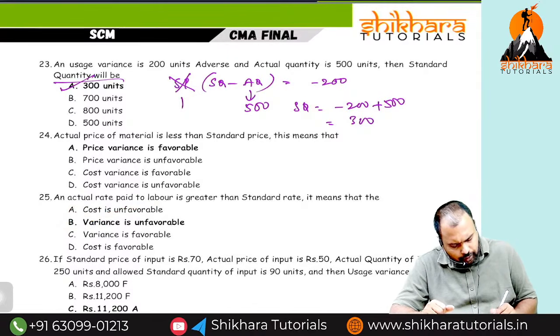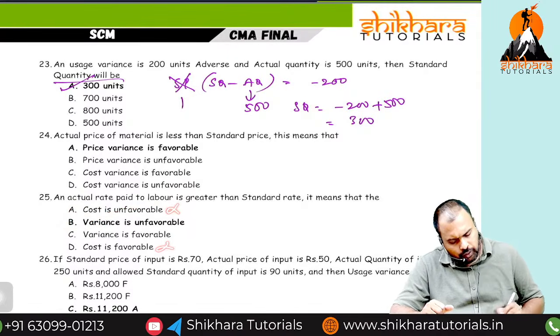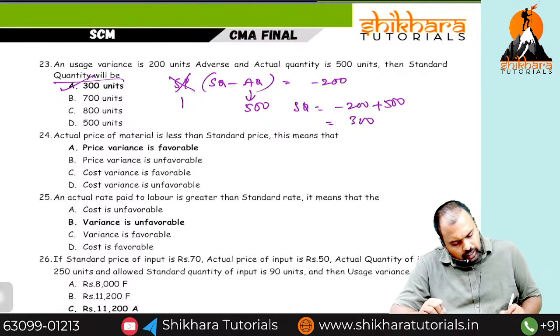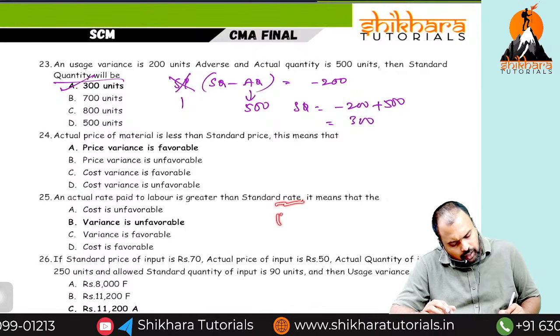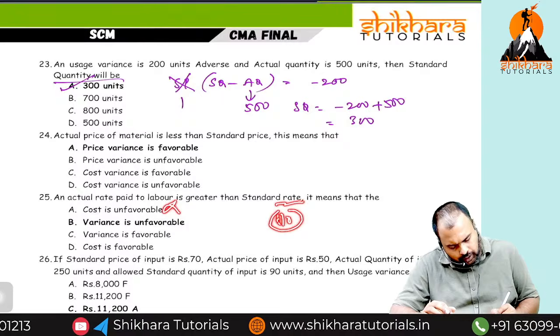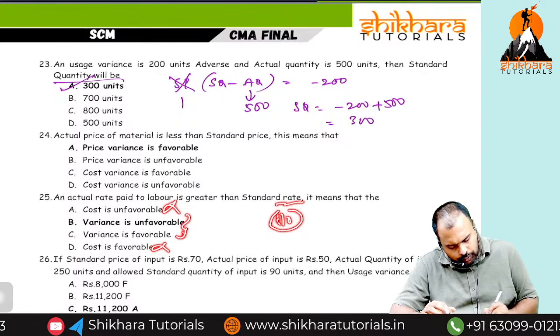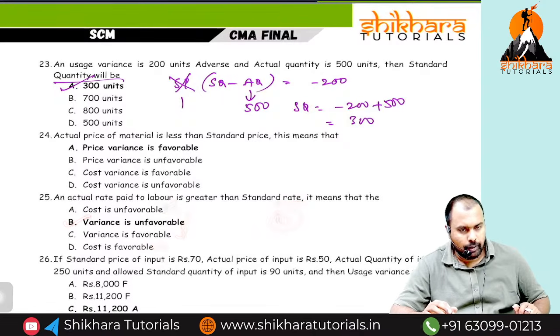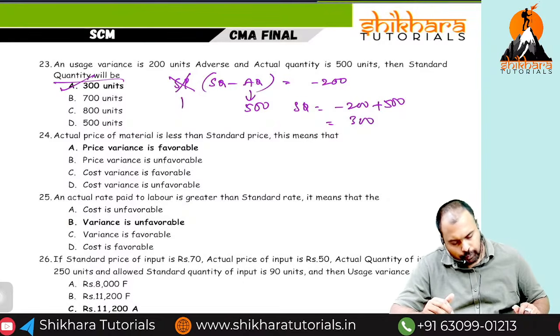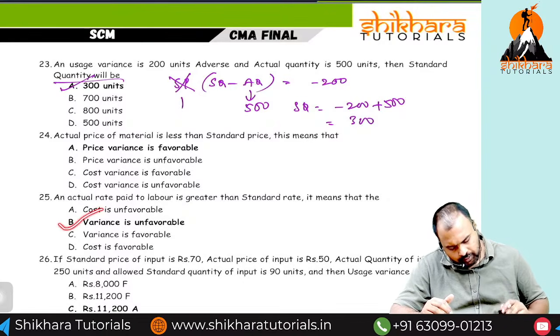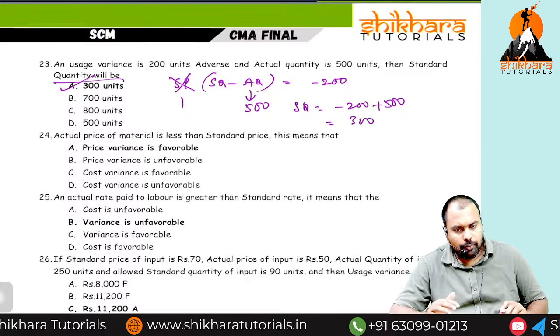Cost cannot be the answer, because cost is not depending on only rate. It also depends upon hours. So these two cannot be. From these two we only have to choose. Then it has to be unfavorable, because we are paying more. So B has to be the answer. Even though they have missed the rate, B can be the answer.